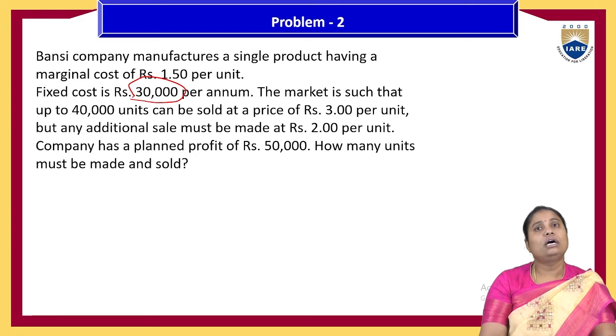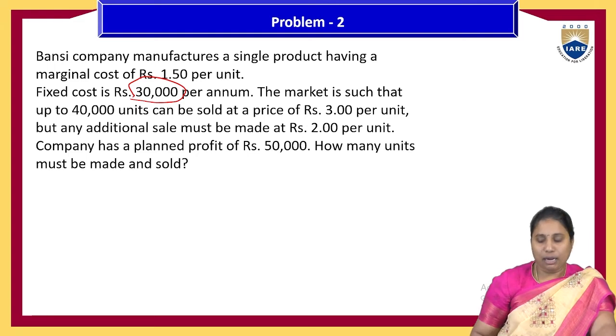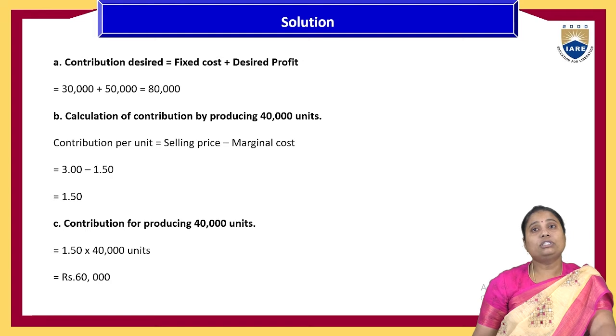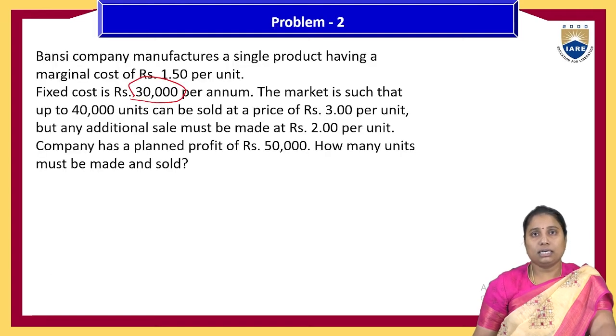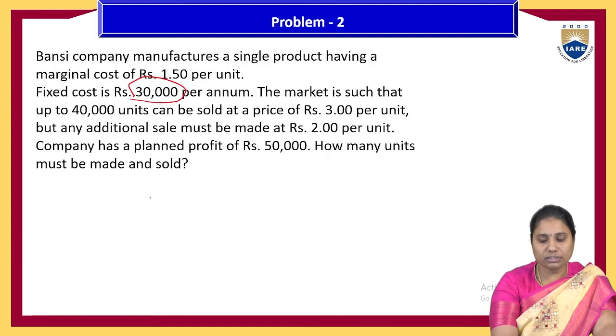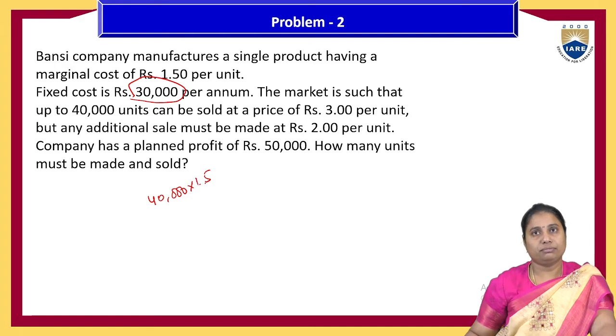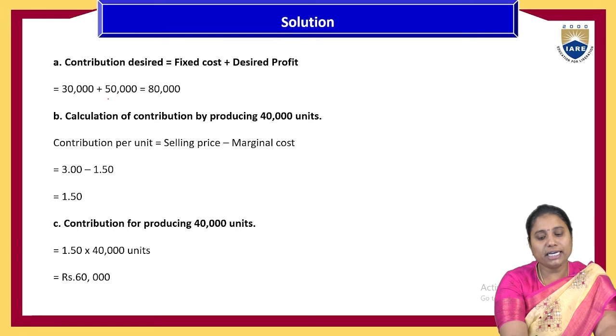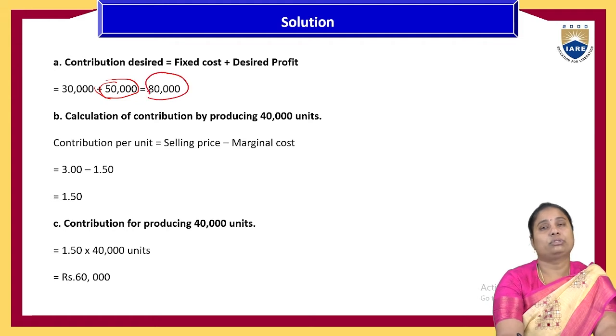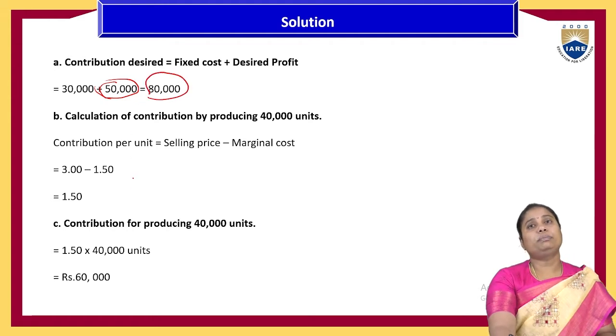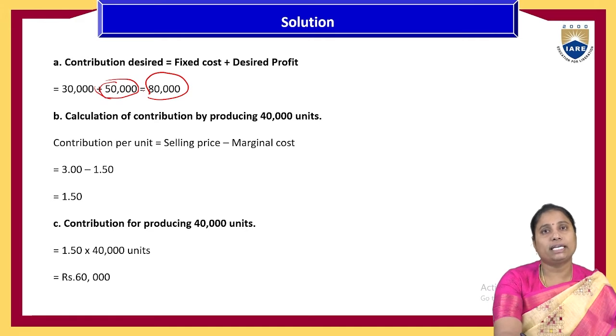fixed cost of 30,000 rupees and the desired profit of 50,000 rupees; the 40,000 number of units into 1.5 is equivalent to desired profits. They are expecting up to 50,000 rupees of profits, so that is equivalent to 80,000. So 80,000 rupees is the contribution desired by the organization.